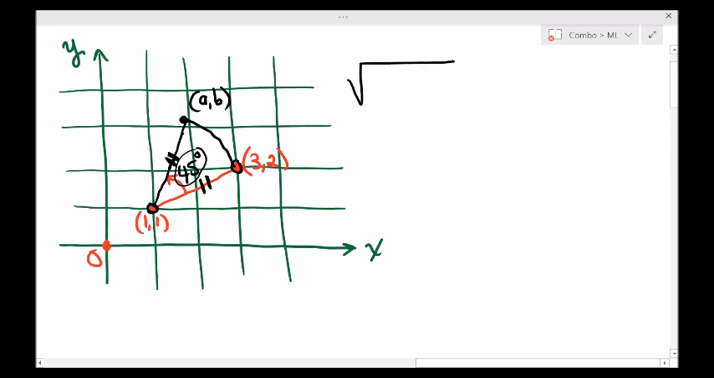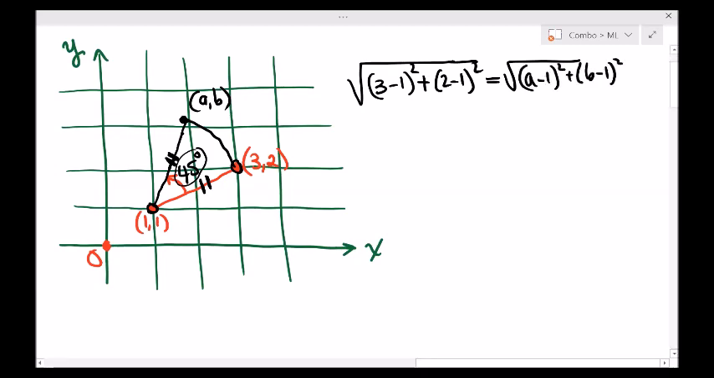So the distance between 3, 2 and 1, 1 would be 3 minus 1 squared plus 2 minus 1 squared. And the distance between A, B and 1, 1 would be A minus 1 squared plus B minus 1 squared, right? You can just square both sides. That's a 4, that's a 1. So 5 is equal to A minus 1 squared plus B minus 1 squared. But that won't be enough. I need one more expression that I can use, right?